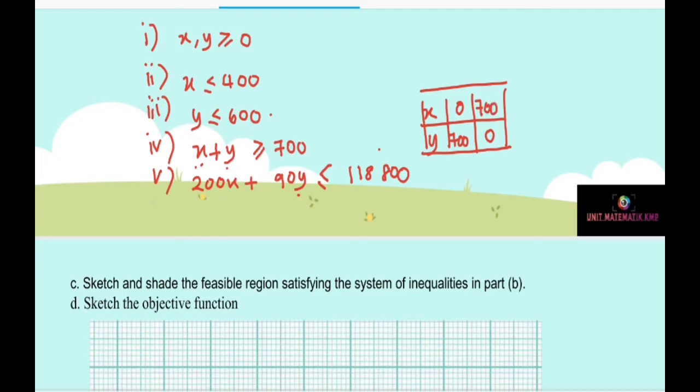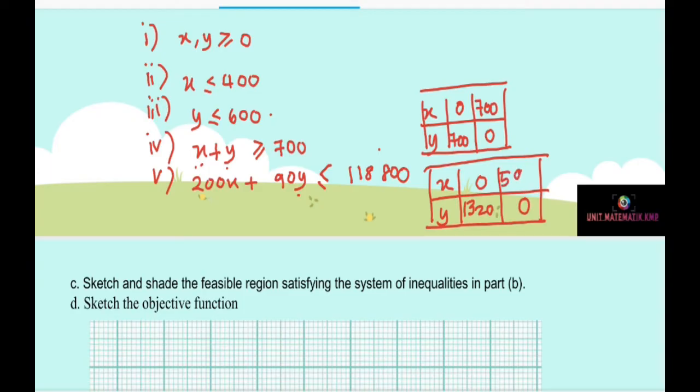And then for the fifth inequality, again use this box. Substitute x and y equal to 0. So when x equals 0, you divide 118800 by 90, so you will get 1320. And when y equals 0, 118800 divided by 200, so you will get 594. Okay, now to sketch the graph.